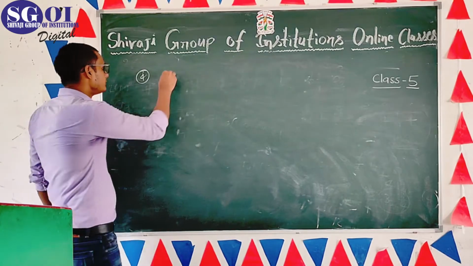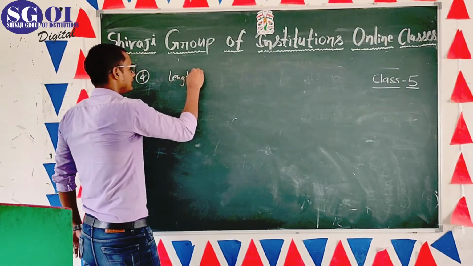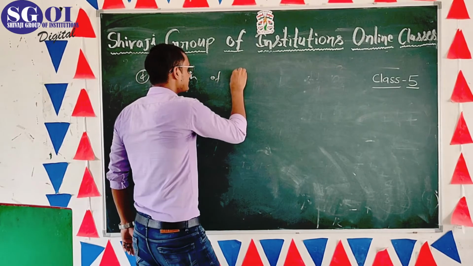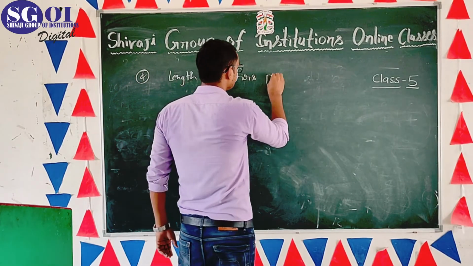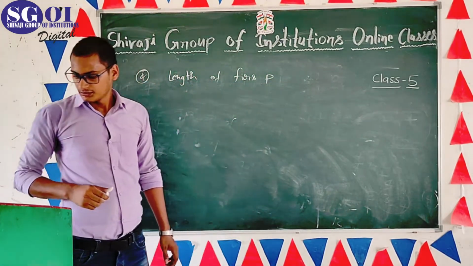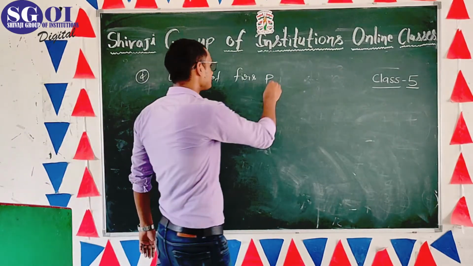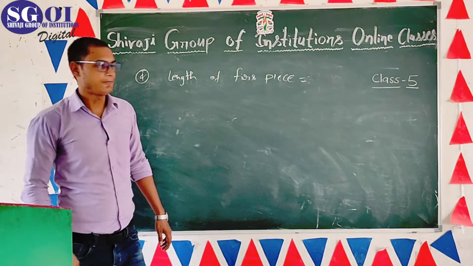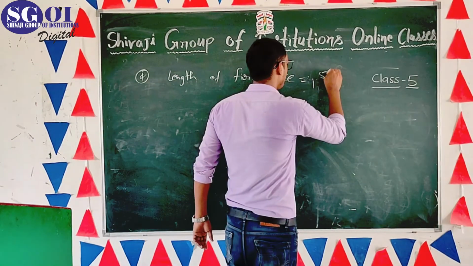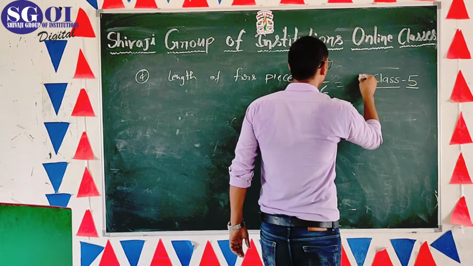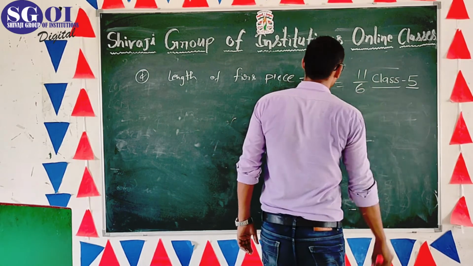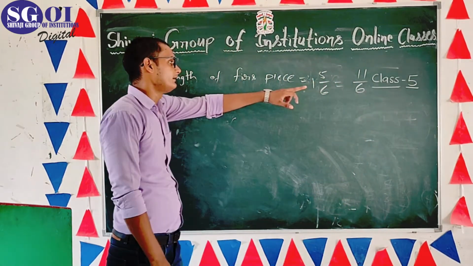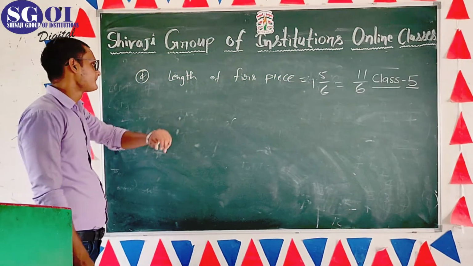So the length of the first piece is equal to 1 whole 5/6. 1 whole 5/6 is equal to 11/6, because 6 times 1 is 6, and 6 plus 5 is equal to 11/6.